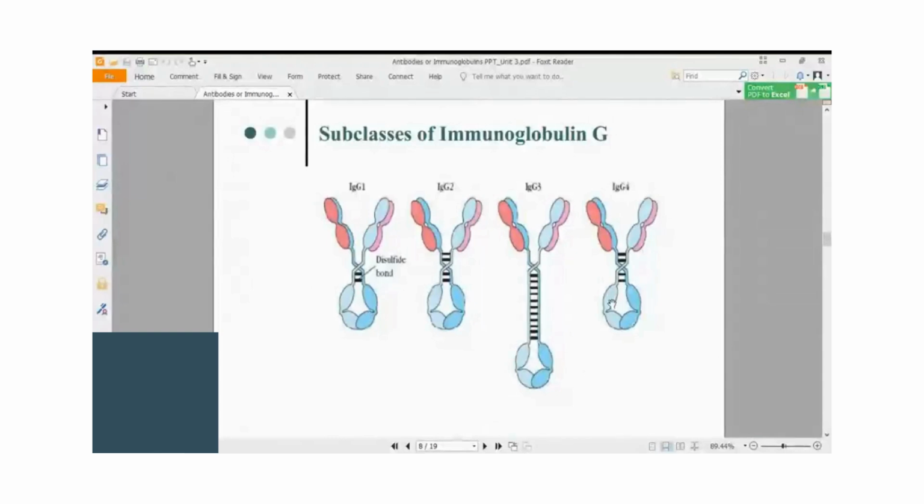That means they have the receptor on their Fc arm to bind to the placental region and get transported across the placental region of the mother to the fetus.